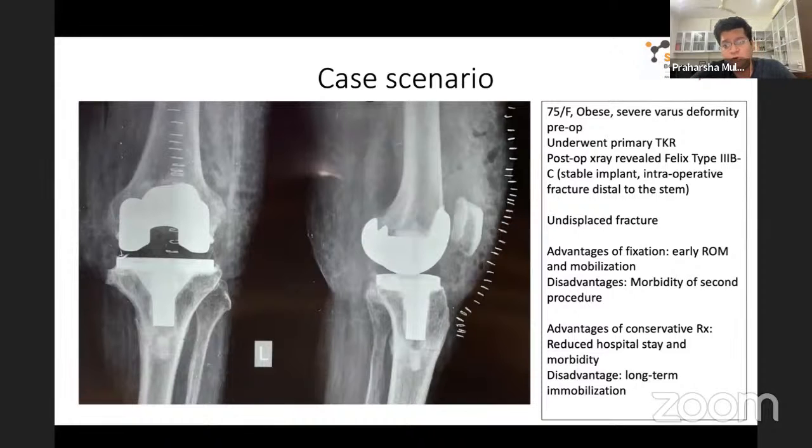Why? Because if you do a fixation, even in these undisplaced fractures which you may miss intraoperatively, you can do early range of movement and mobilization. Otherwise, you're going to give them a brace, and then the knee replacement's function, the stiffness and everything you want to prevent, is gone, because you're going to give them a lot of immobilization. And then there's the disadvantage of doing surgery. It's obviously the morbidity of a secondary procedure, but you have to look at risk versus benefit.